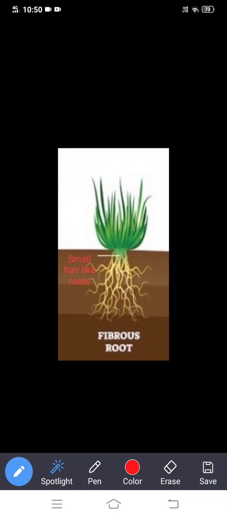In some plants, the main root becomes thick. Like in taproot system plants, the main root becomes thick and has thin rootlets. This main root is known as taproot, and the rootlets are called lateral roots. Whereas in some plants we find small hair-like roots arising from the base of the stem. This type of root system is known as fibrous root. And here all the roots are similar and there is no main root.